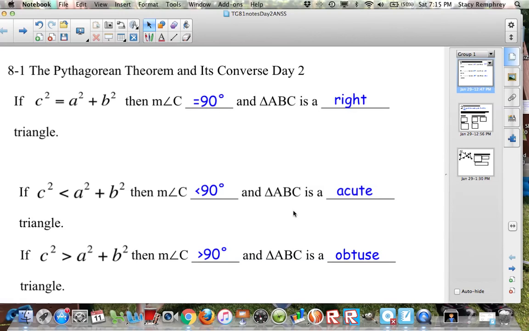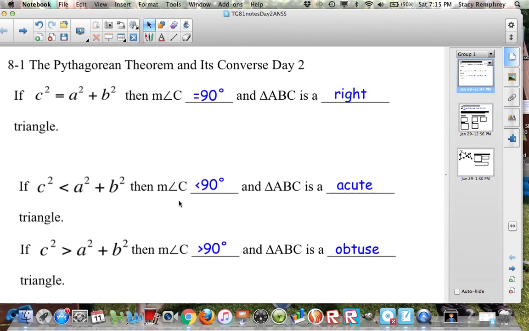So if c squared equals a squared plus b squared, then we know angle C is 90 and ABC is a right triangle. The angle C they're talking about, just like the GeoGebra thing I just showed you, is the side across from angle C. So this is C, and that's across from angle C. That's how they're describing it. If c squared is less than the sum of the squares of the other two sides, then angle C, the angle across from that side, must be less than 90, and triangle ABC is an acute triangle. If it's greater than, angle C is greater than 90, and it's an obtuse triangle.